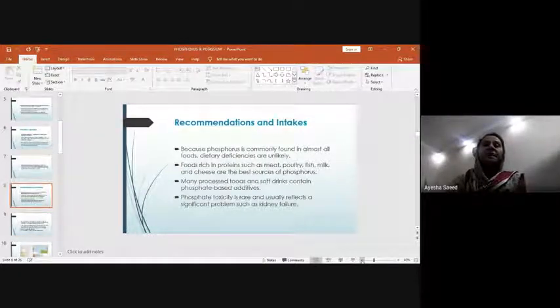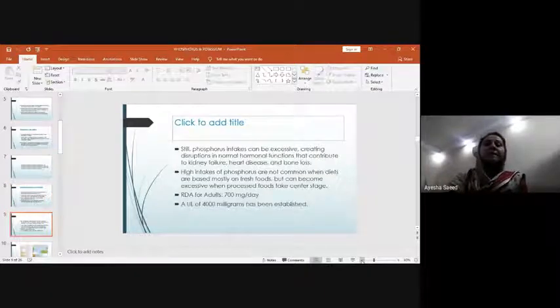Recommendations and intakes. Because phosphorus is commonly found in almost all foods, dietary deficiencies are unlikely. Foods rich in proteins such as meat, poultry, fish, milk, and cheese are the best sources of phosphorus. Many processed foods and soft drinks contain phosphate-based additives. Phosphate toxicity is rare and usually reflects a significant problem such as kidney failure. So it is very unlikely for the body to be deficient in phosphorus and have toxicity of phosphorus, because usually the body maintains an equilibrium.